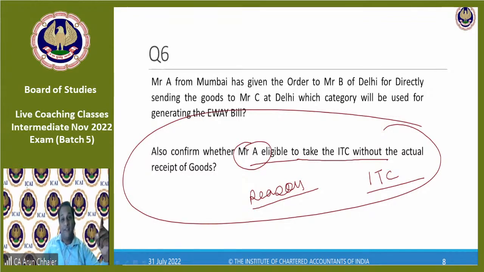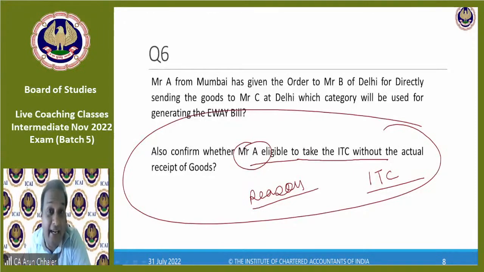Absolutely correct. It is given in Explanation 1 to Section 16 subsection 2 clause B that in the following case it will be deemed to be received. In case of the bill to ship to model of goods or services, the billing party will be considered as deemed receipt and therefore Mr. A would be entitled to take the ITC. Excellent. Appreciable to all the participants.